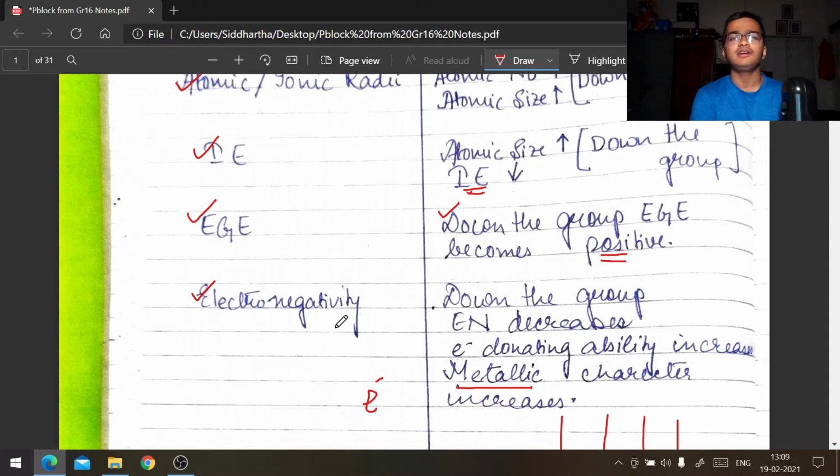Moving to electronegativity, it is the ability to attract a shared pair. I have already mentioned that. Electronegativity decreases down the group because the effective nuclear charge decreases, the electron donating ability increases, and also the metallic character increases.